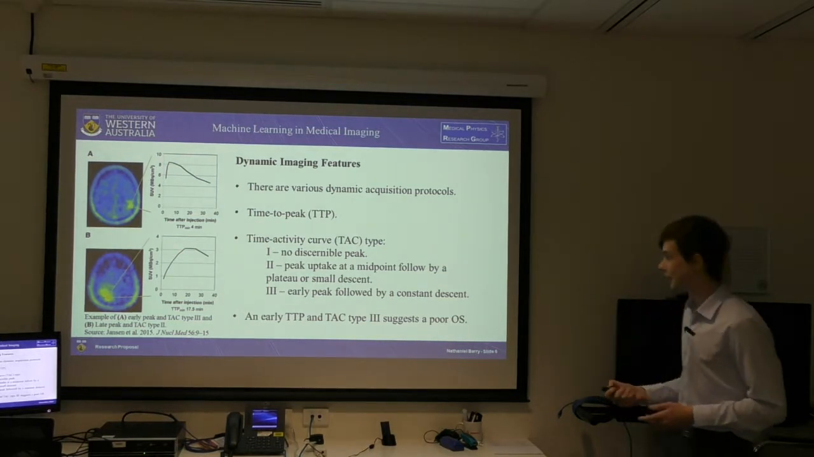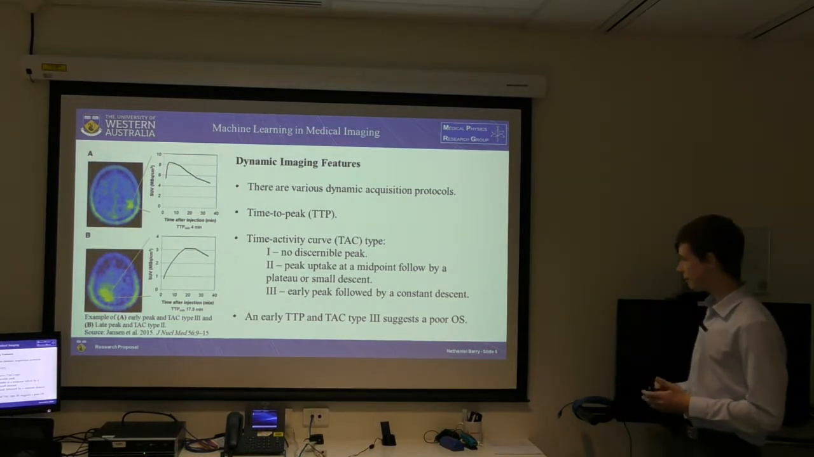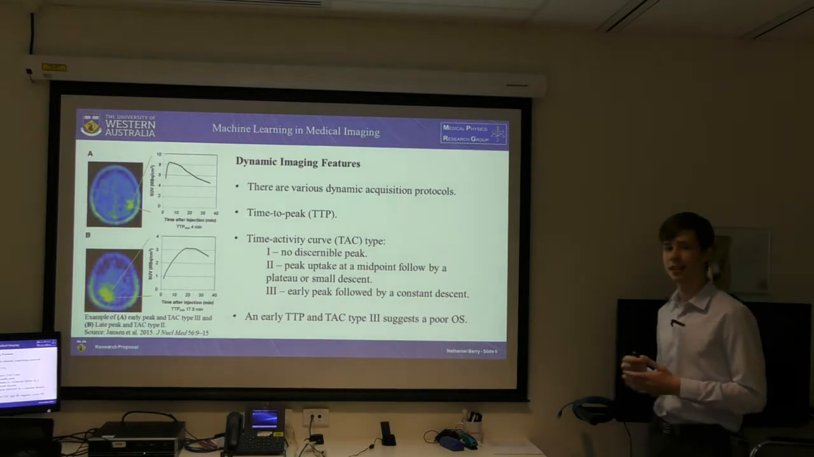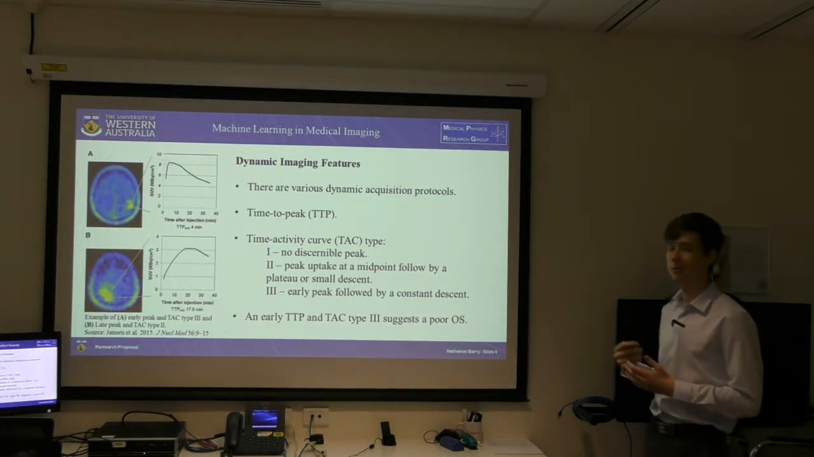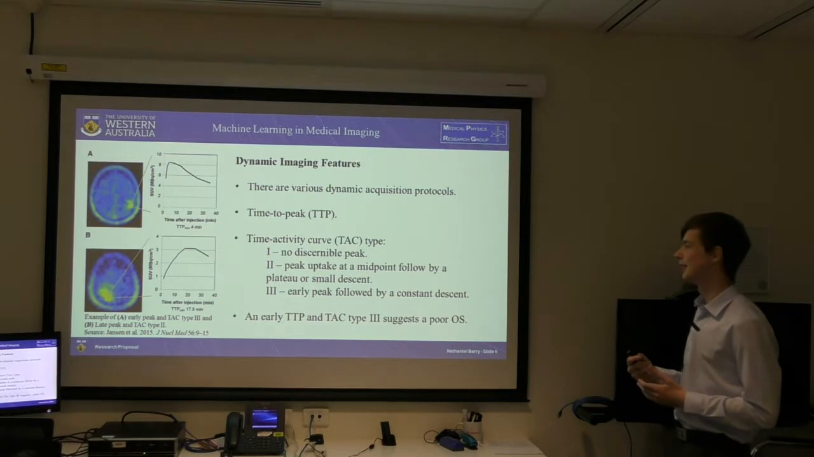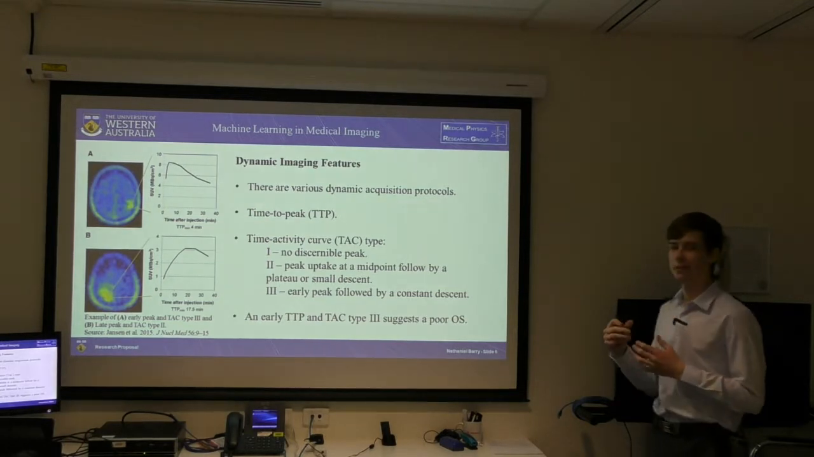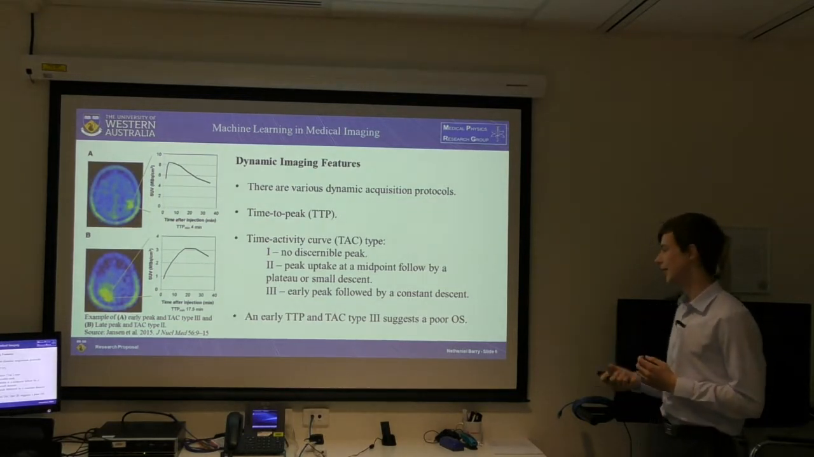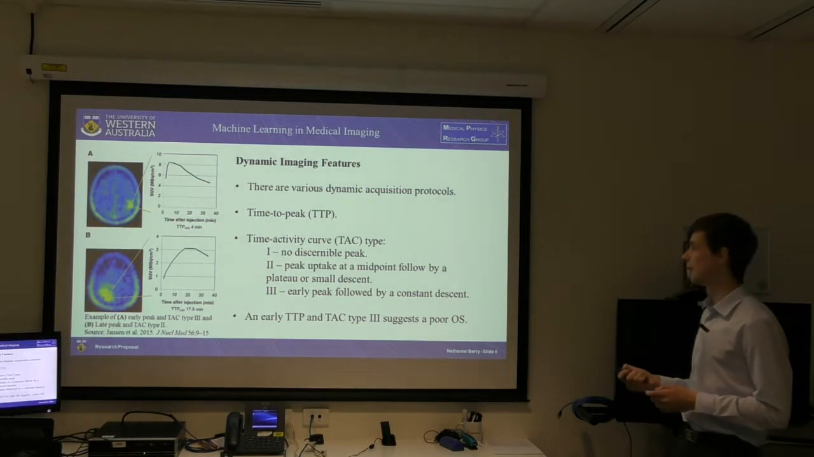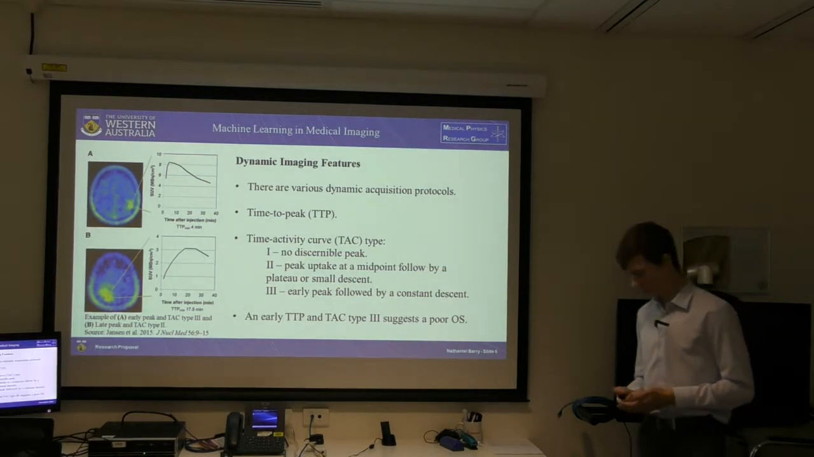And so an example of this is just over on the left here. We see patient A has this early time to peak with TAC type 3, and patient B has a time to peak at around about a midpoint followed by a small descent. And so we would expect patient A to fare worse than patient B.